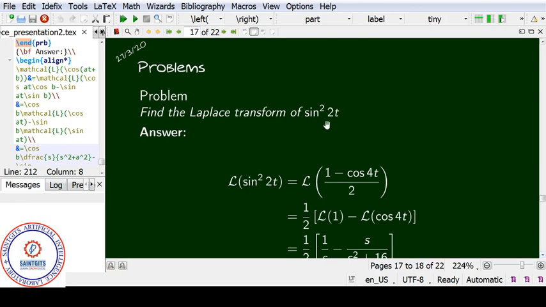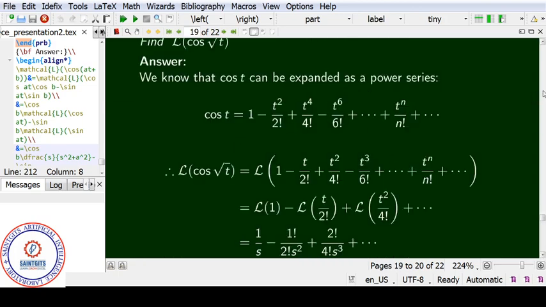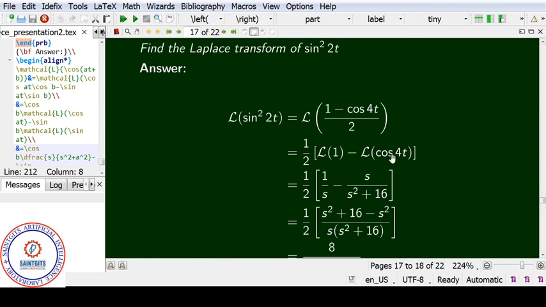We know sin square theta is equal to 1 minus cos 2 theta by 2. And so, Laplace transform of sin square 2t can be written as 1 minus cos 4t by 2. Now this is simply a difference, a linear expression. So I take 1 by 2 outside, apply linearity property, L of 1 minus L of cos 4t. Then we use the result for L of 1. L of 1 is equal to 1 by s. And L of cos 4t is equal to s by s square plus 16.